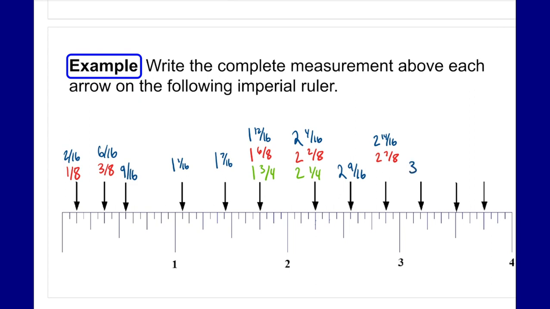Next one, again, we're dealing with small lines, so we're going to be dealing with sixteenths. So we've moved past 3 inches. So then we can just start counting 1, 2, 3 lines. So 3/16.